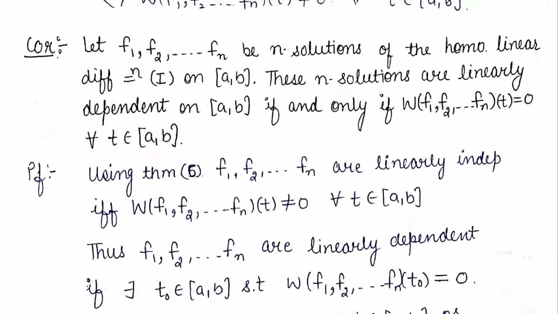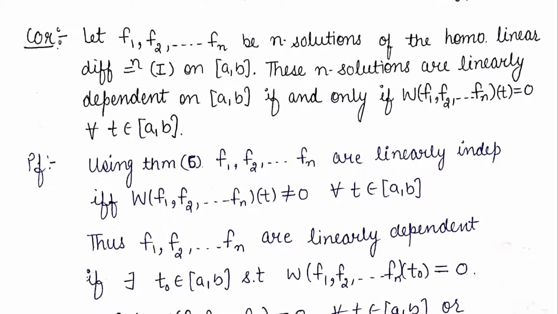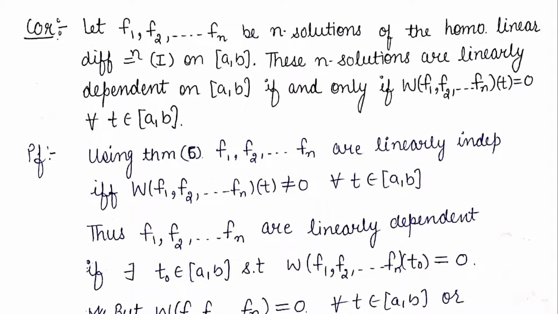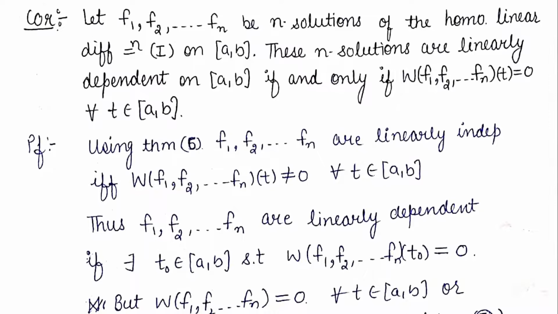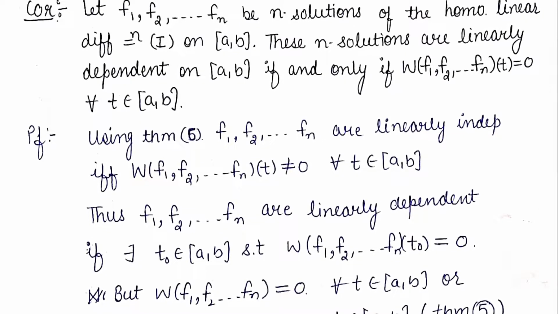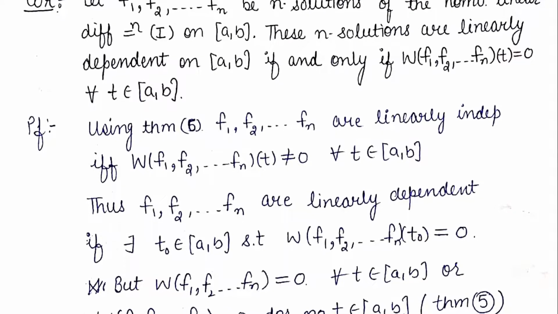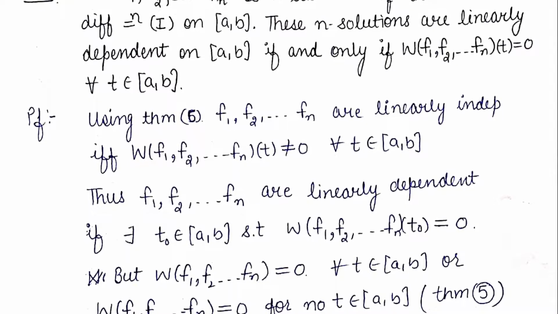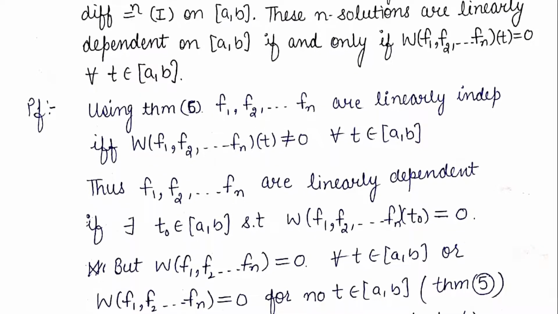Now, we have already proved in theorem number 5 that the Wronskian of n functions f1, f2, ..., fn is either 0 for all t or it is 0 for no t. Since there is one t, namely t0, for which the Wronskian of these n functions is 0, this implies the Wronskian of f1, f2, ..., fn is equal to 0 for all t. And thus, we get that f1, f2, ..., fn are linearly dependent if and only if the Wronskian of f1, f2, ..., fn is equal to 0 for all t in AB.